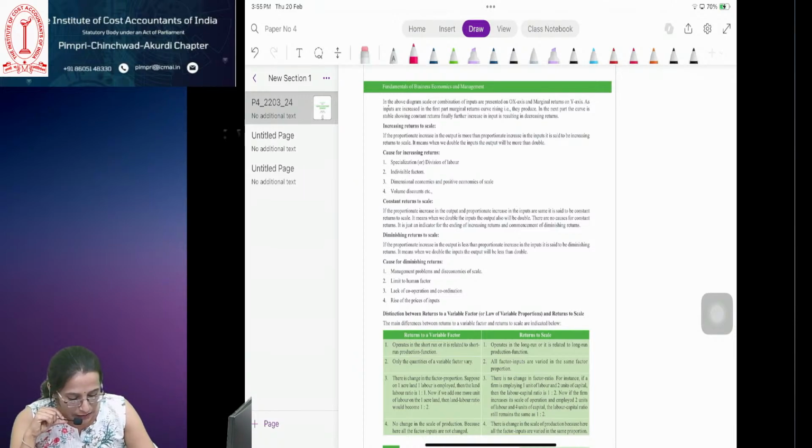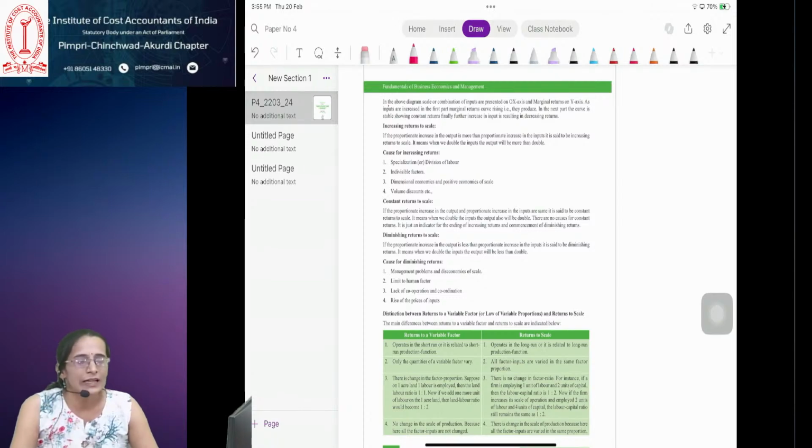There are no causes for constant returns. It is just an indicator for the ending of increasing returns and the commencement of diminishing returns. Next is what? Diminishing returns to scale. If the proportionate increase in the output is less than the proportionate increase in the input, it is said to be diminishing returns. It means when we double the inputs, the output will be less than double.